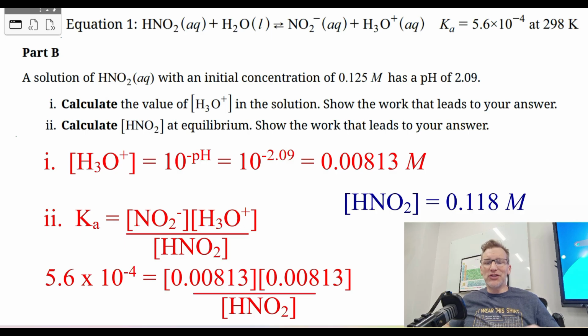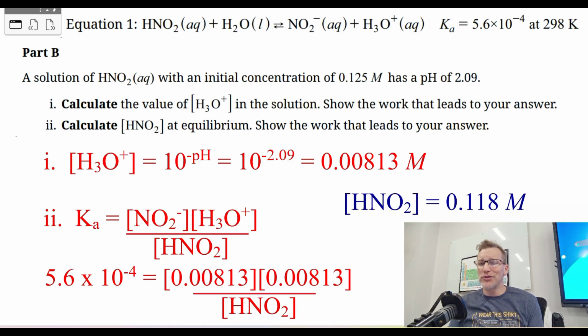Then they wanted us to use that H3O plus. We have 0.00813, which is the H3O plus. It's also the NO2 minus. It's a 1-to-1 ratio, X times X. So on the numerator, you have 0.00813 times 0.00813. It equals the 5.6 times 10 to the -4. You're finding the equilibrium concentration of the HNO2, which ended up being, you can see in blue, 0.118 molar.